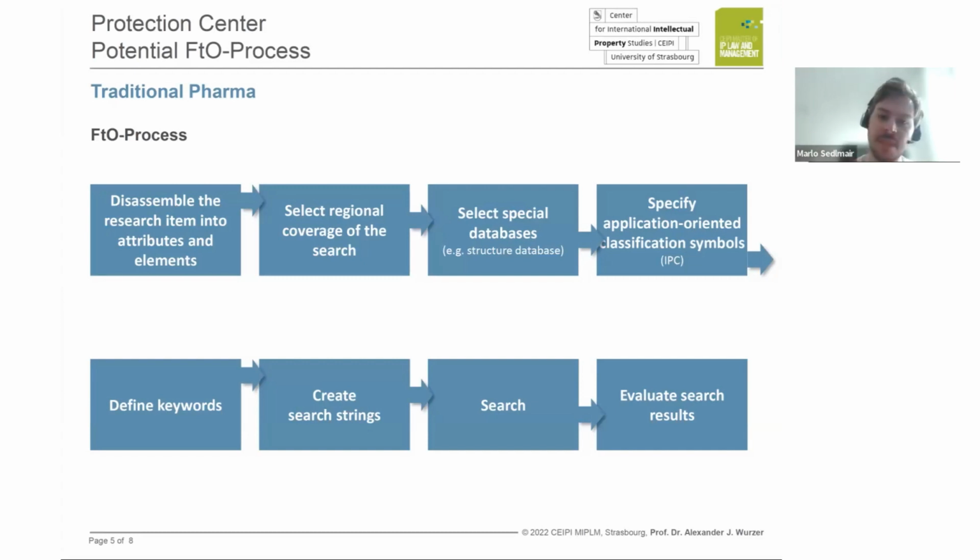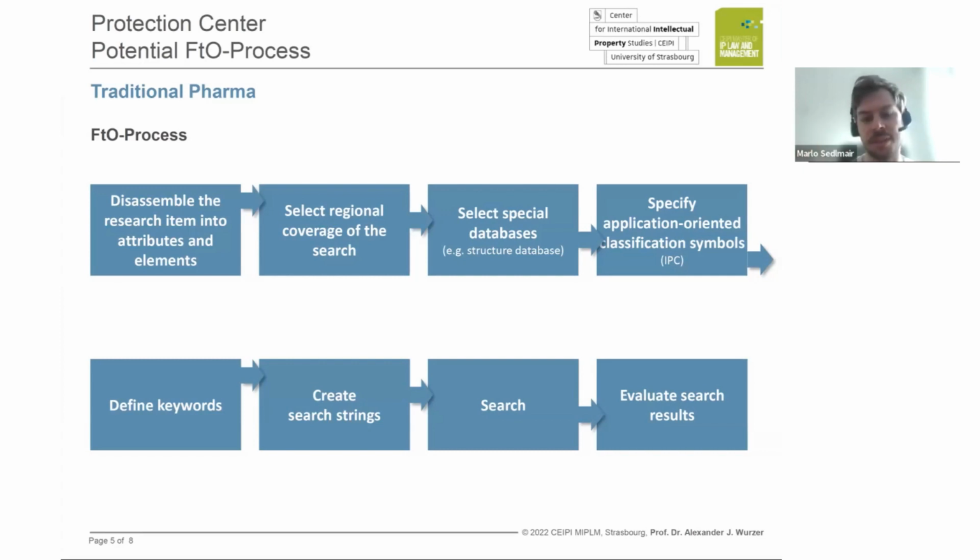Then after that, a selection of a regional coverage of the search. So depending on where the drug is being developed and where it will be marketed, it's important to focus the FTO search on the relevant geographical regions to really narrow down the effort and the time and resources to invest in during the FTO process.